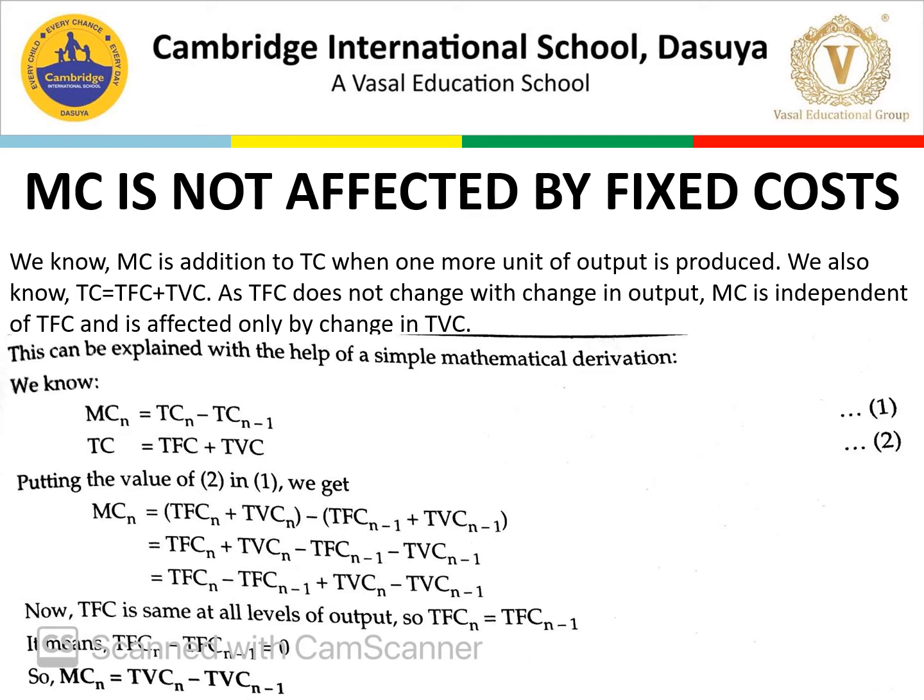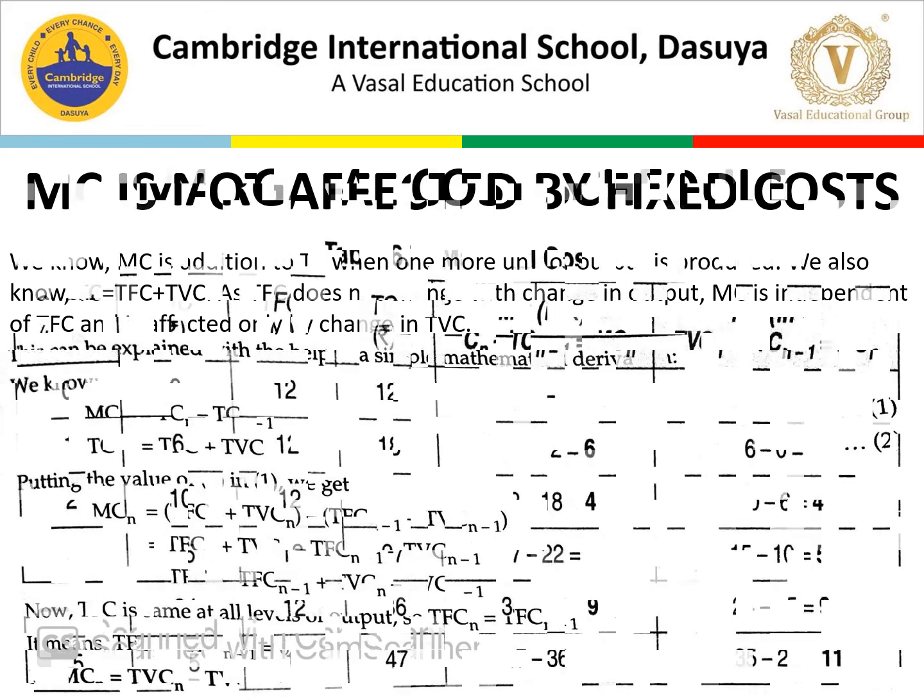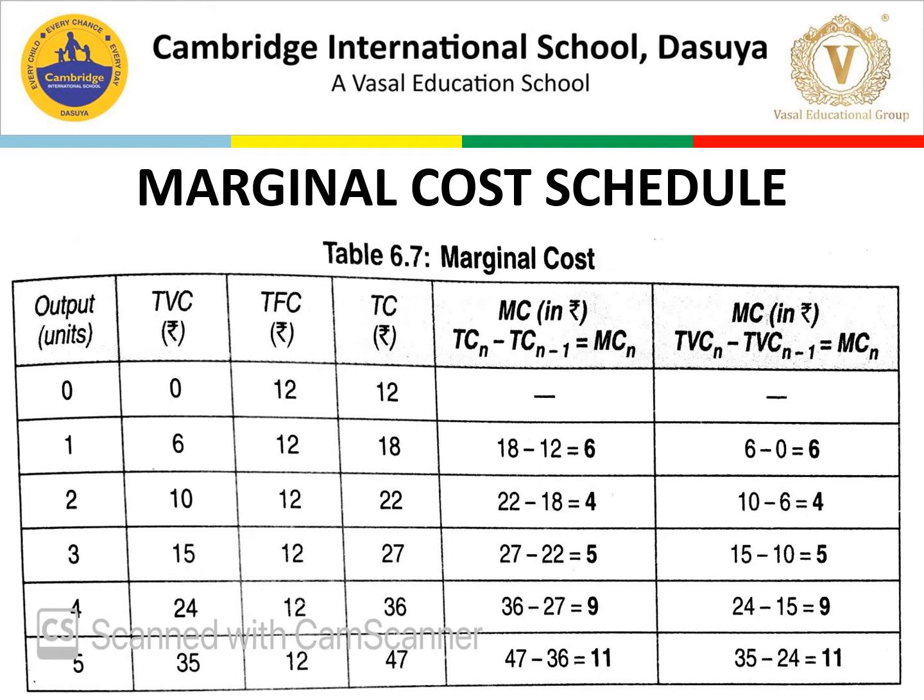Next thing is the marginal cost schedule. Here we have the graph and here we have the table. In this table, you can see output units are given as 0, 1, 2, 3, 4, 5. TVC is given, TFC is also given, and TC is also given. See the values. We have already covered this part in the last class. TVC is 0, 6, 10, 15, 24, 35. TFC is 12, 12.